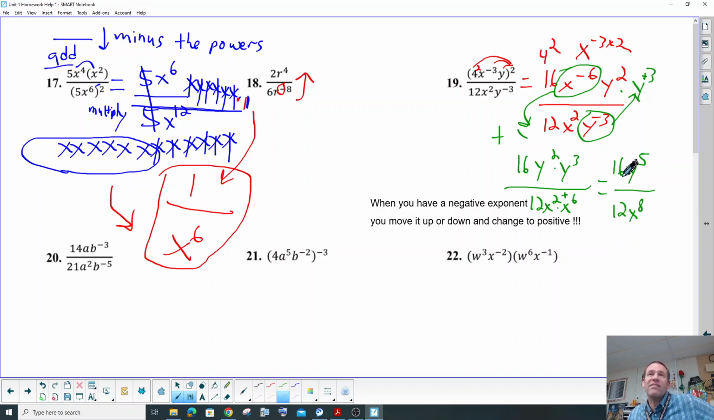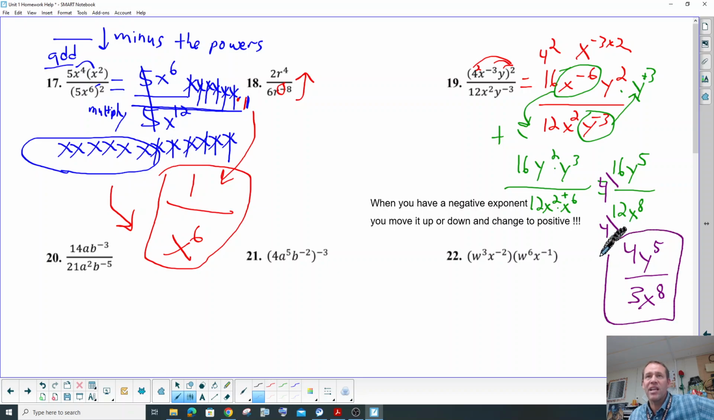And then can we reduce it? Yeah, we can reduce it. 4 goes into 16, and 4 goes into 12. So we'll divide by 4. And so our final answer is going to be 4y to the 5th power. And what is 12 divided by 4? It's 3. X to the 8th power. There we go. So give that a try. With number 20 now. Give 20 a try, very similar.